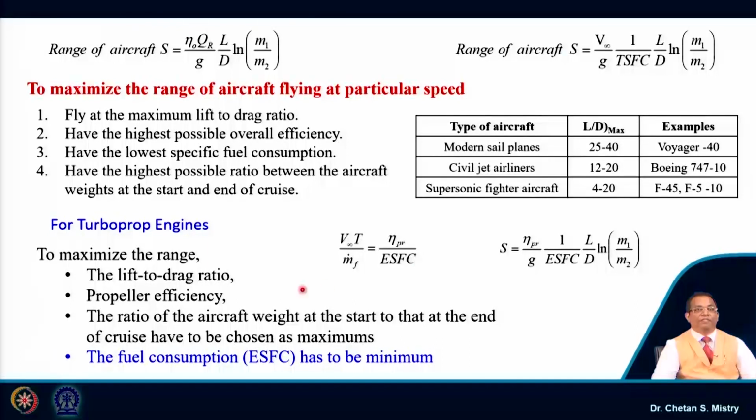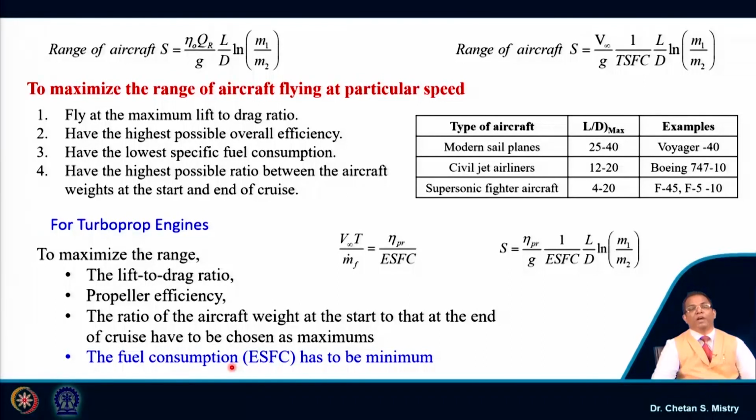So, it says if I want to improve the range for my turboprop engine, I need my lift to drag ratio to be higher, my propeller efficiency needs to be higher, the ratio of aircraft weight at the start and at the end of the cruise also needs to be maximum, and in this case the equivalent specific fuel consumption needs to be minimum. So, you can say all these are the requirements.